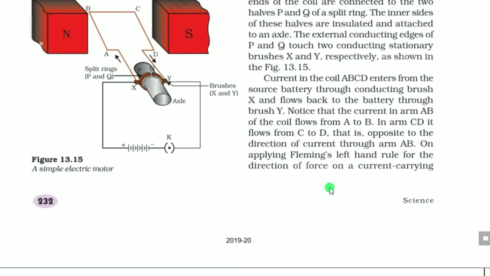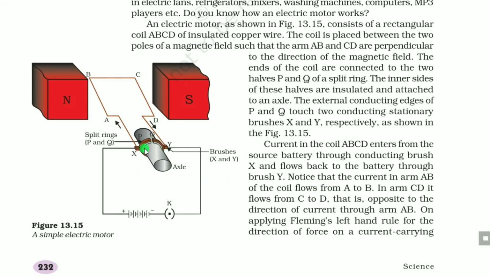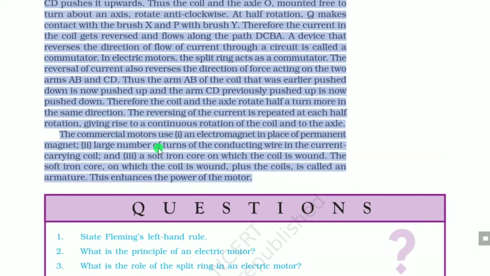Therefore the coil and the axle rotate half a turn more in the same direction. The reversing of the current is repeated at each half rotation, giving rise to a continuous rotation of the coil and to the axle. The commercial motors use an electromagnet in place of a permanent magnet, a large number of turns of the conducting wire in the current carrying coil, and a soft iron core on which the coil is wound. The soft iron core, on which the coil is wound, plus the coils, is called an armature. This enhances the power of the motor.